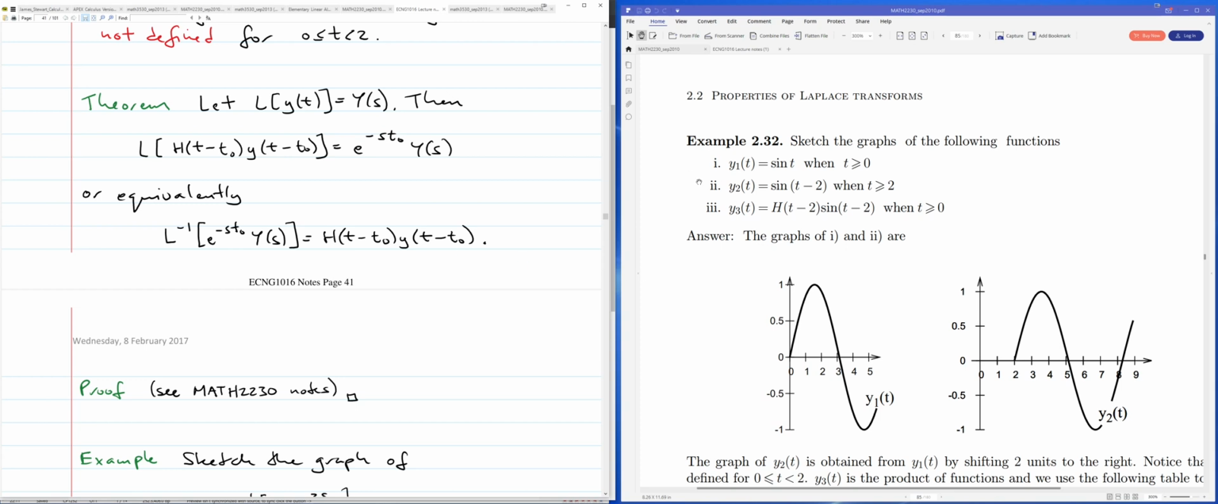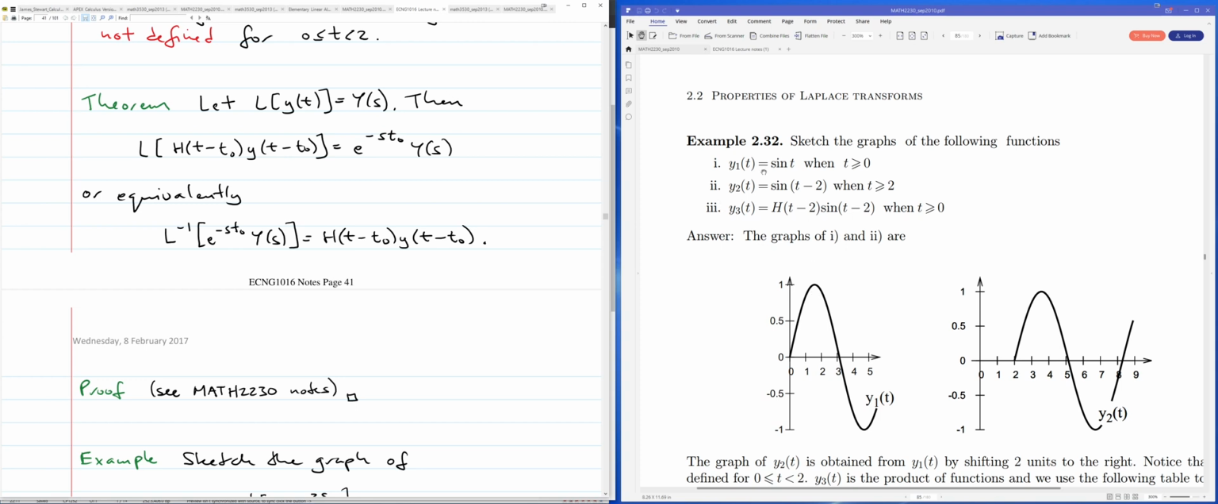Okay, so let's consider this example here. I have three functions, right? Sine t for t bigger than or equal to 0, sine t minus 2 for t bigger than or equal to 2, and then this function over here, which is sine t minus 2 times your Heaviside h(t minus 2). So notice I have three functions over here. I call the first one y1, the second one y2, and the third one y3.